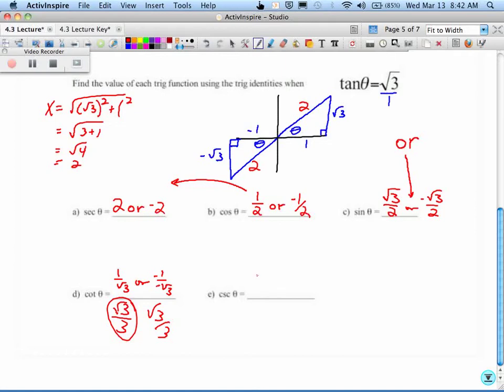2 over root 3 or 2 over negative root 3, which would be 2 root 3 over 3 or negative 2 root 3 over 3. One of those two answers.